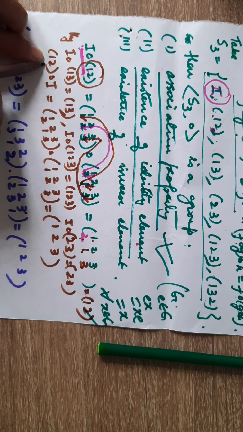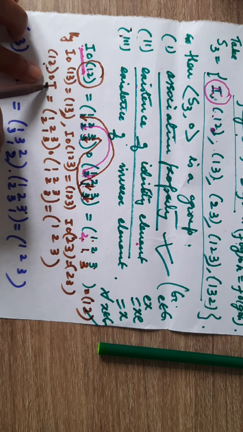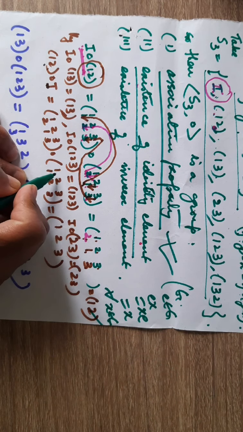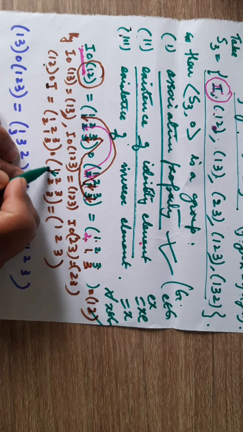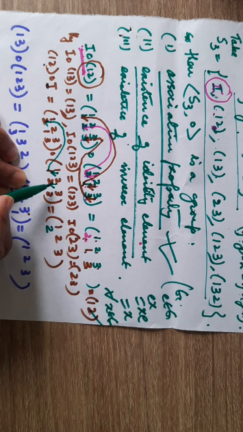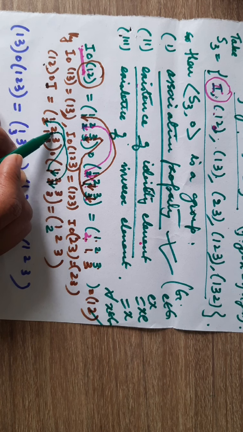Similarly, you can show that (1,2) composite I will give you this one. You can check again from here. 1 is mapped to 1, and then here 1 is mapped to 2. So that means 1 is mapped to 2. 2 is to 2, but this 2 here is mapped to 1.